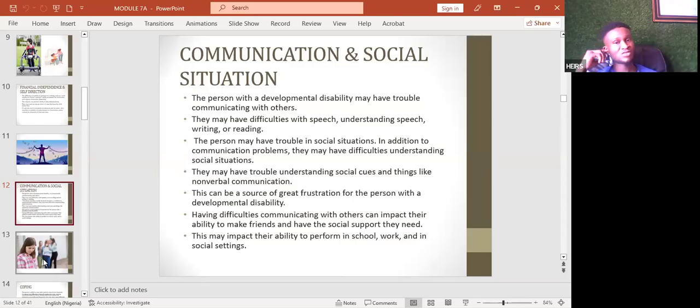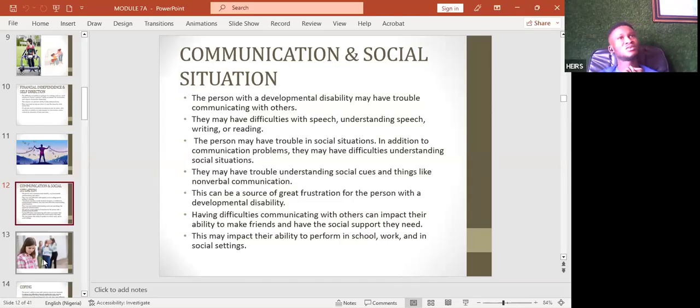So the person may have trouble in social situations. In addition to communication problems, they may have difficulties understanding social situations. Most of them are living in a world, but they are not part of it. How do I make this clearer? Fine, they are with us, but they don't really understand the concept of our world because of these disorders. So they may have trouble understanding social cues and things like non-verbal communication as well. And this can be a source of great frustration for the person with a developmental disability.